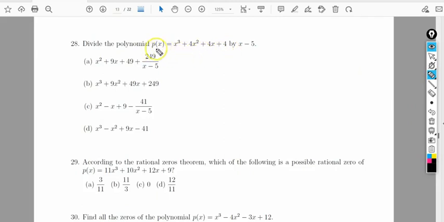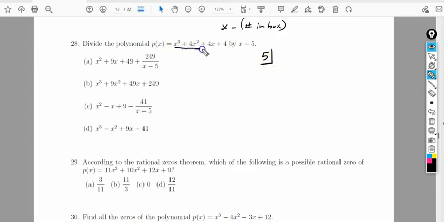Now, divide this polynomial by x minus 5. So we're going to use synthetic division. Now, it's x minus the number in the box. So 5 goes in the box, not negative 5. If you put negative 5, it's going to take you straight to the wrong answer.